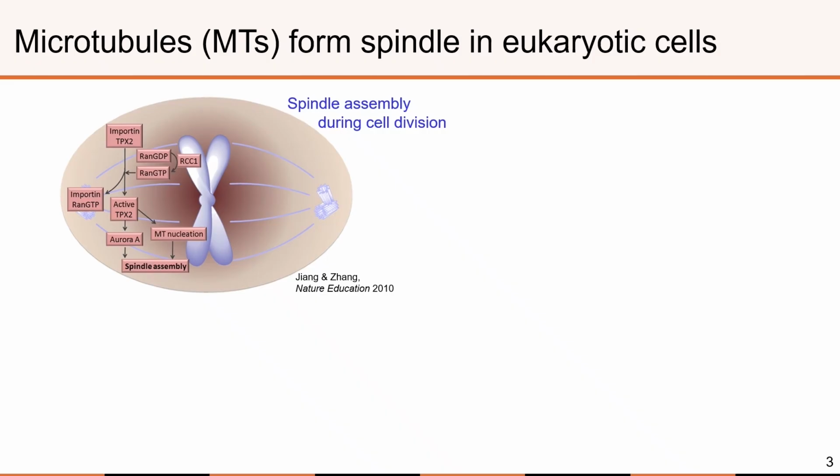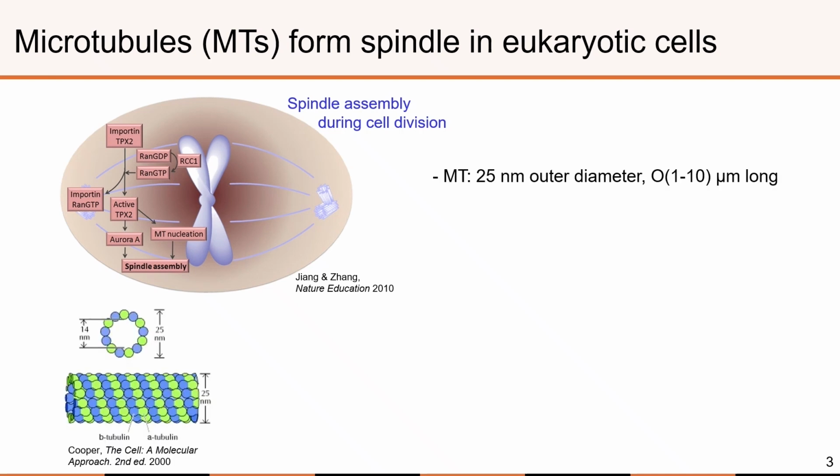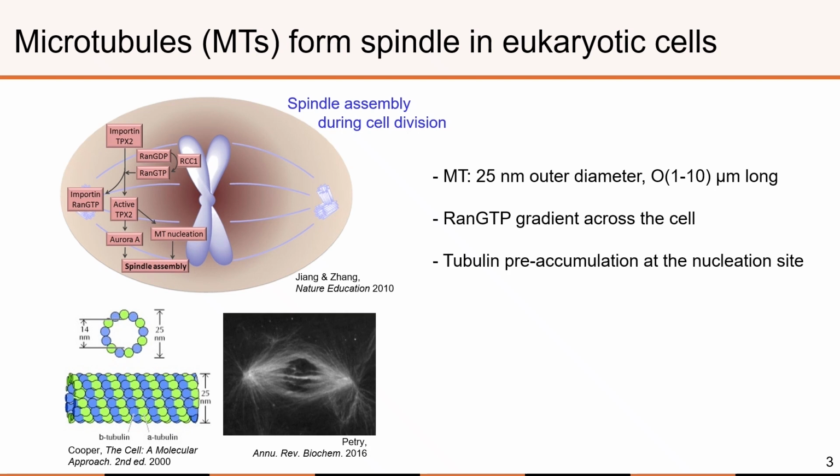Microtubules are dynamic filaments that form spindles in eukaryotic cells during mitosis and meiosis. It has a cylindrical shape with a 25 nanometer outer diameter, and its length can vary up to tens of micrometers depending on the intracellular location and the stages of cell cycles. Among many species present in cytoplasm, it is well known that the RanGTP gradient is a critical regulator of spindle assembly and positioning in both mitosis and meiosis. Also, it was recently visualized that there is pre-accumulation of tubulin molecules near the nucleation sites of spindles.